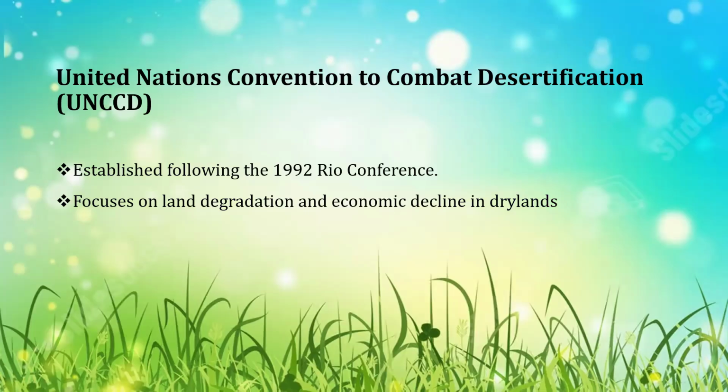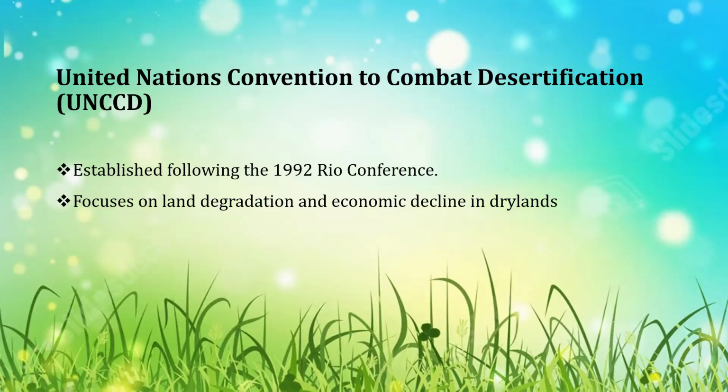The UNCCD was one of the three Rio conventions born out of the 1992 Earth Summit in Rio de Janeiro, the others being the conventions on climate change and biodiversity. It was officially adopted in 1994 and is the only legally binding international agreement that links environment and development to sustainable land management. The main core focus and mission is combating land degradation.